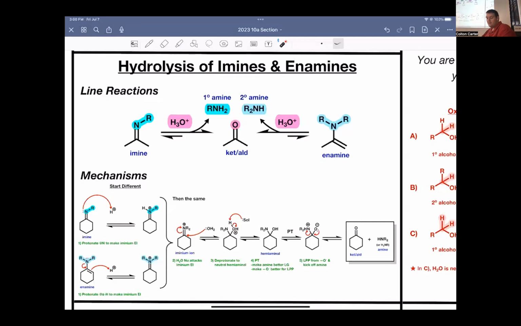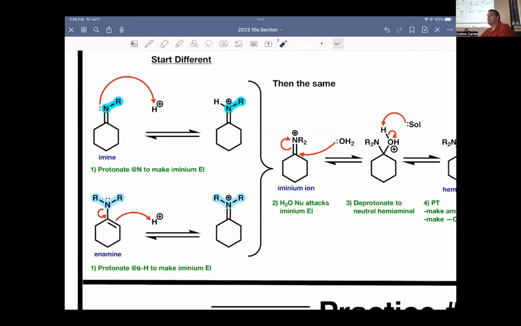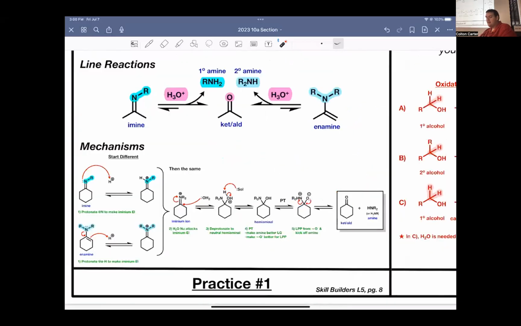I'm not going to go in detail on the mechanism, but it is truly the exact reverse. So like the synthesis, you had a different last step, but everything else was the same. Here you have a different first step where you're just undoing what you did previously. So for an imine, you protonate it, and for an enamine, you push down and protonate at the alpha position. You do an alpha protonation instead of an alpha deprotonation. So this has 2 hydrogens instead of just 1. And then the rest of it is the exact reverse of what we did.